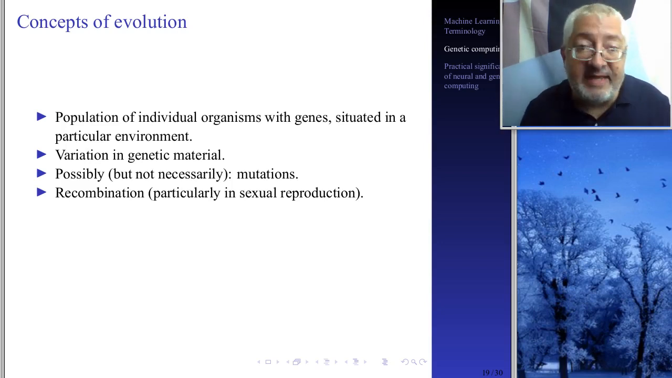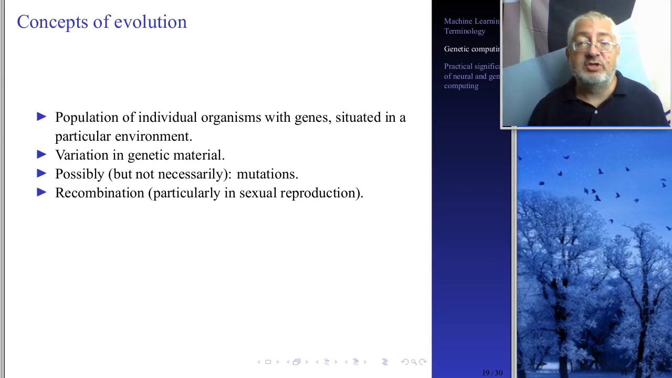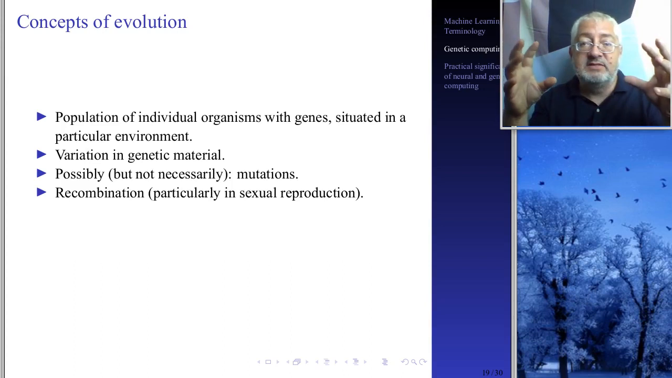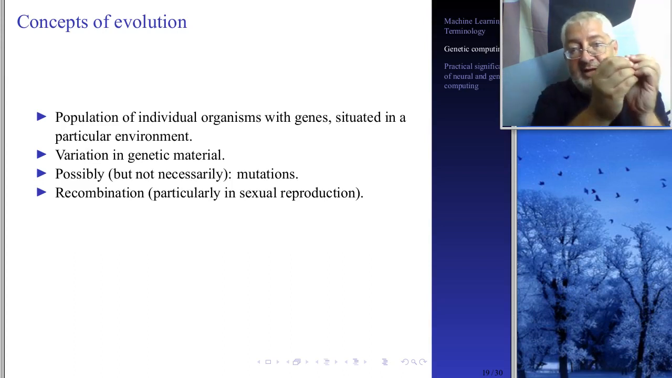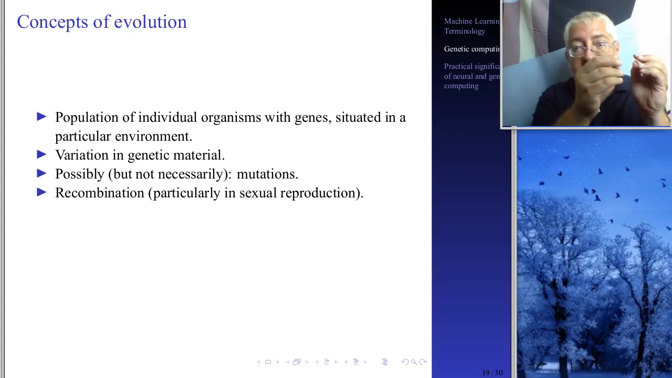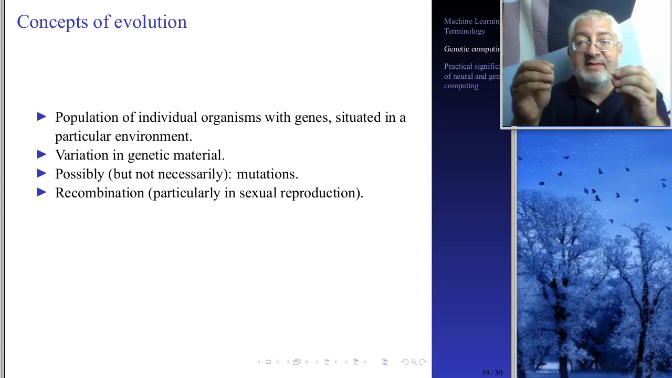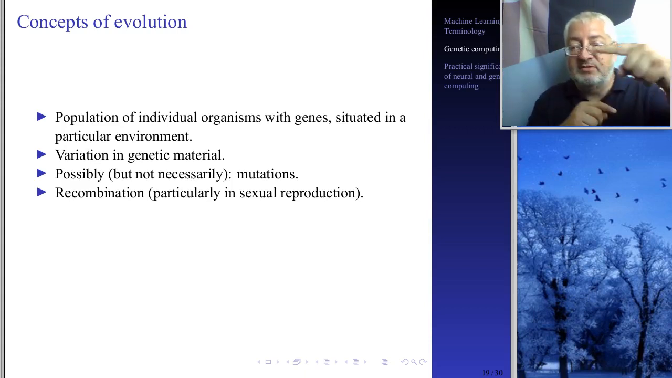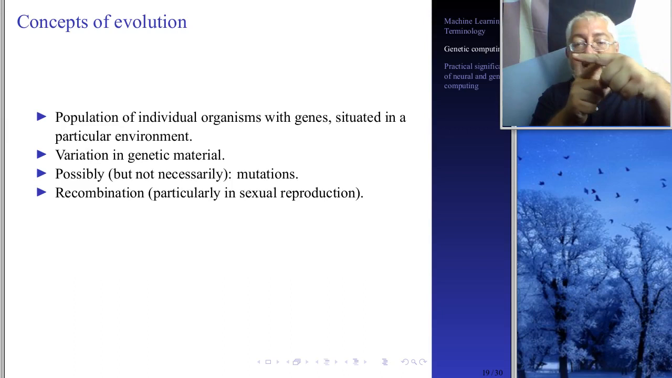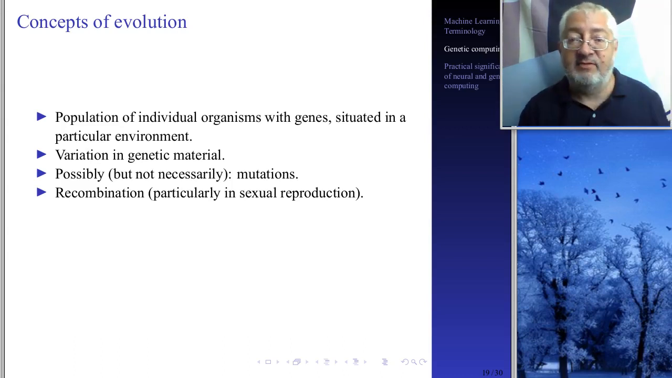And then you have recombination, which in sexual reproduction means that you have the genes of the father and you have the genes of the mother. And these are combined, and pieces of the father's genetic material are combined with pieces of the mother's genetic material. The genes are split at some point, and then one half of the father is connected with the other half of the mother, and you get a new gene that contains part of the father and part of the mother, right?